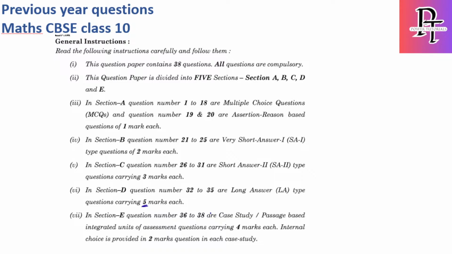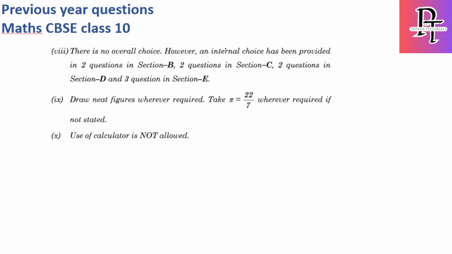You will have 3 questions, and there will be no overall options for these questions, but internally there will be internal choices. For example, in Section B there are 2 questions, in Section C there are 2 questions, in Section D 2, and in Section E there are also 3 cases where we will have internal choice. Okay, so wherever they haven't mentioned to take pi as any value, you have to use it as 22/7. Use of calculator is not allowed.